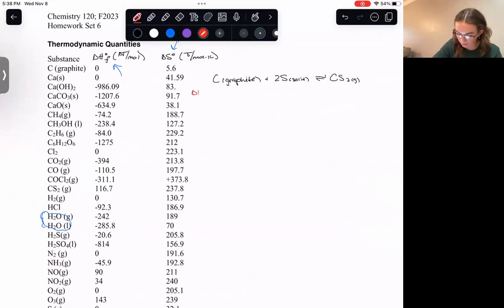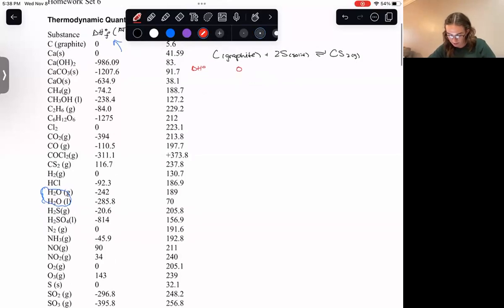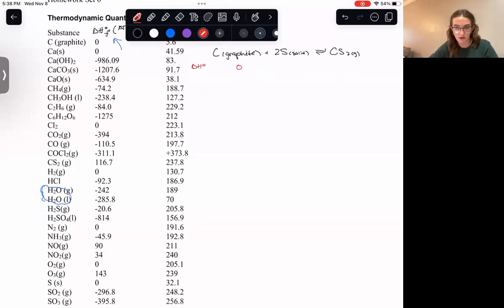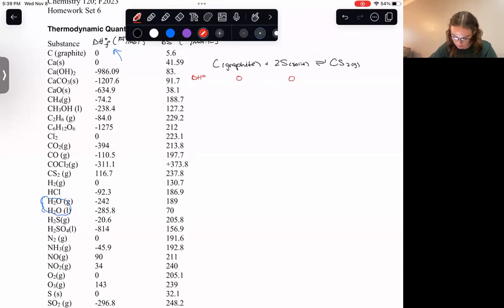But I'm going to create one where we have a delta H. I'm going to write all the delta H's for my products and reactants. So C graphite is at the very top. Delta H of formation is 0. For 2S, that's down here a little bit, that's going to be sulfur solid. That is also 0 because we're looking at that first column. And then CS2 is somewhere around here, right here, and that's 116.7. Keep in mind that these are all in kilojoules per mole when we're talking about delta H.